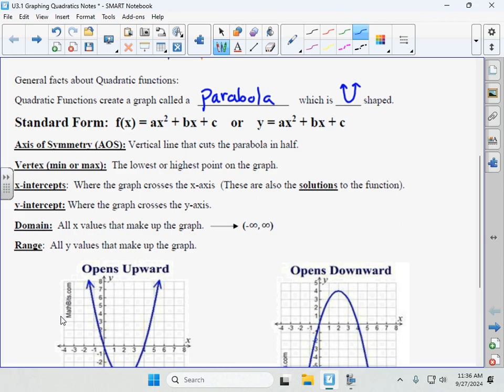The domain, again, if you look at the graph, it's all the vertical lines that intersect the graph from left to right. And on these quadratic graphs, the domain's always going to end up being negative infinity to positive infinity, always. And then the range, it's all the y values. Again, to find the range, we're going to look at what horizontal lines intersect the graph as we move from bottom to top.